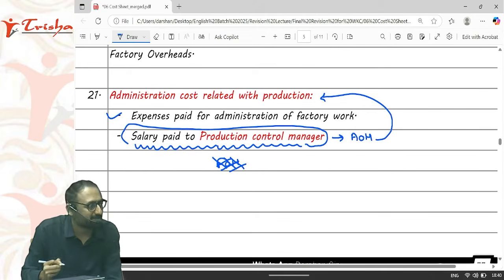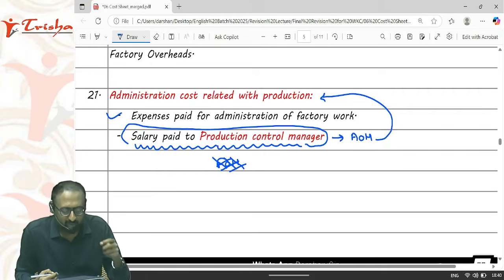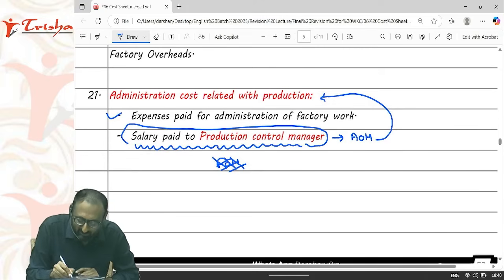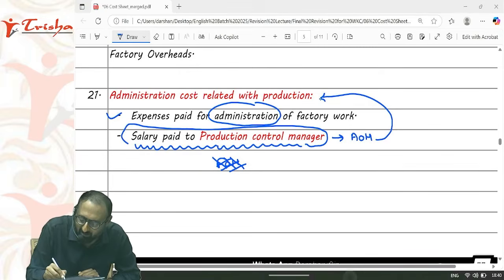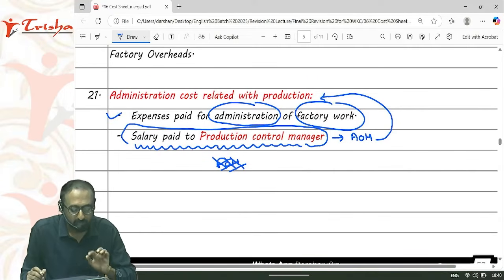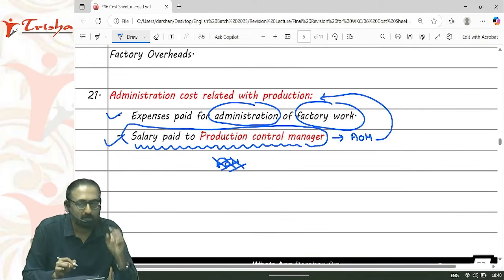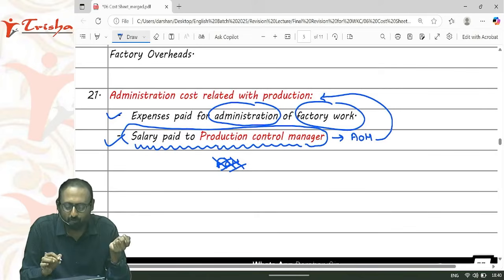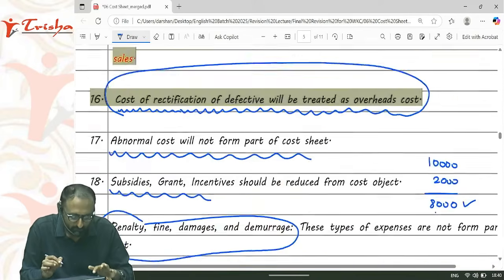One more item I have written, sir: expenses paid for administration of the factory. Expenses of administration, so it is an administration overhead but related with the production. Clear, guys? Please focus on the second example. So many examples. In the January attempt 25 also they asked this, salary paid to production control manager. You can check. Okay, next.